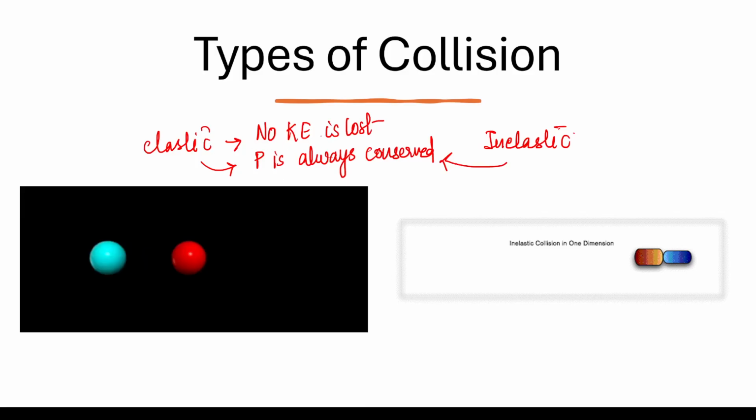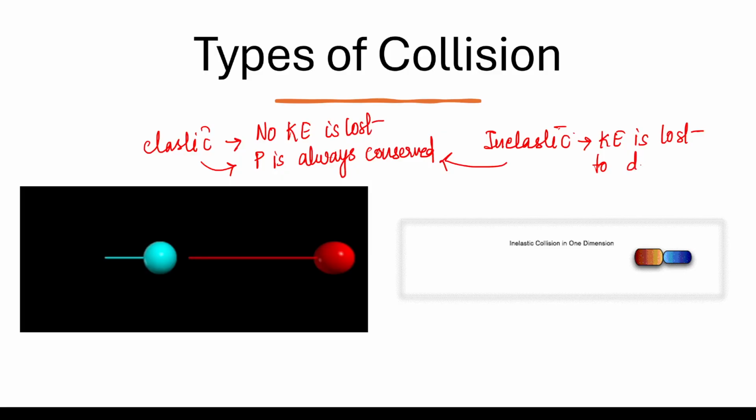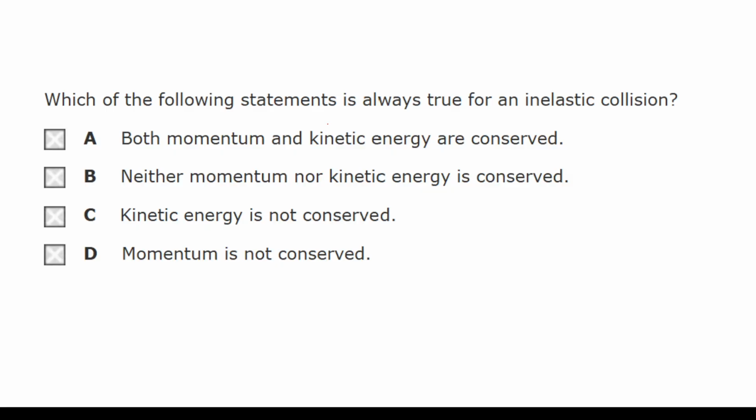In elastic, no kinetic energy is lost, but in inelastic, kinetic energy is lost to deform the shape. So there will be some deformation in the shape. So the kinetic energy is lost in the form of potential energy. Can you see the two cars sticking together? If they're sticking together, that means there is some change in shape. Whenever there's a change in shape, there's an increase in elastic potential energy. So kinetic energy is lost in the form of elastic potential energy, but in an elastic collision, no kinetic energy is lost. Okay, now let's see.